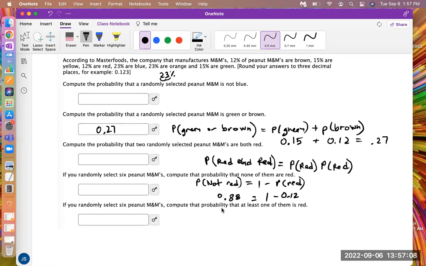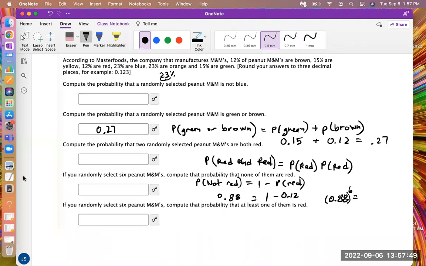All right, and then now there was a probability that we pick six M&Ms, and they're all not red. None of them are red. So the probability of them not being red is 0.88. So we just have to multiply that 6 times, or write it to the 6th power. So multiply 0.88 by itself 6 times. Once for the first M&M, once for the second M&M, third M&M, fourth M&M, and so on.